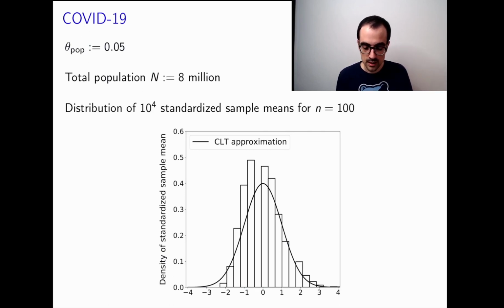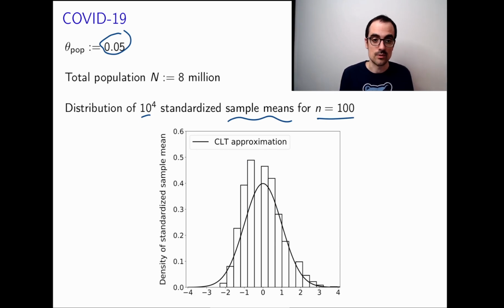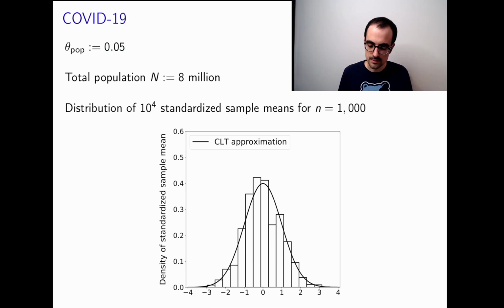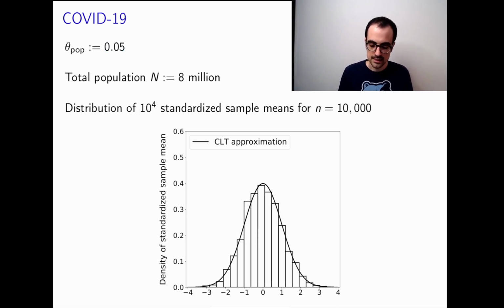Here, I'm showing you the distribution of 10,000 standardized sample means for the problem of estimating COVID-19. In this case, the prevalence is 0.05. For n equals 100, this looks kind of Gaussian, but not quite. Realize that here we're adding zeros and ones, right? And it's only 100 of them. So of course, the possible values when you're only adding up 100 are still somewhat discrete. As we're adding over more and more values, it becomes more and more Gaussian until it converges to a Gaussian distribution, as expected from the central limit theorem.